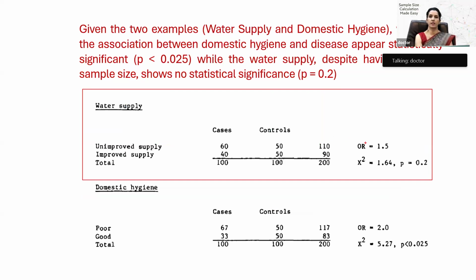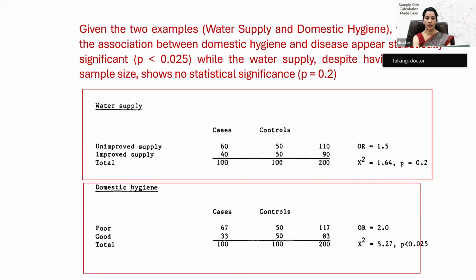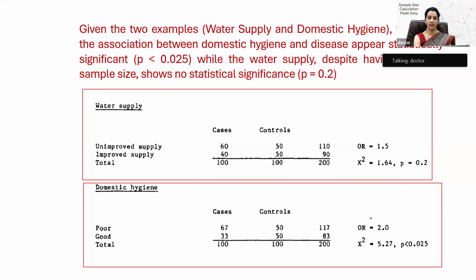So what can you see here? Is it showing a statistical association? The odds ratio is 1.5, but the p-value is not significant. Similarly, the same sample size is here in the case of the second risk factor, which is domestic hygiene. But here you can see the odds ratio is 2 and it is significant also. So now what difference can you find in this?